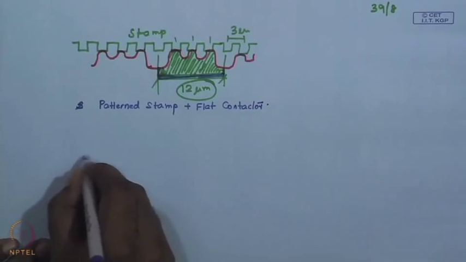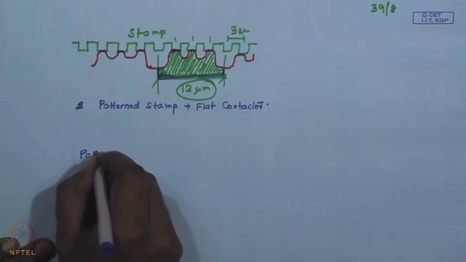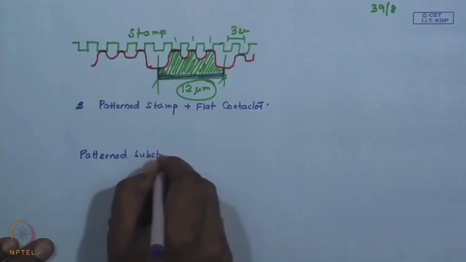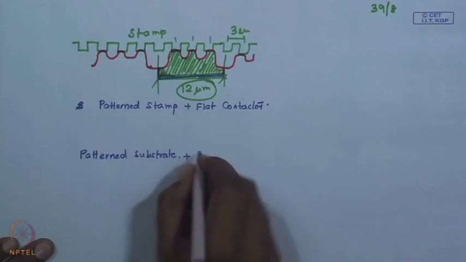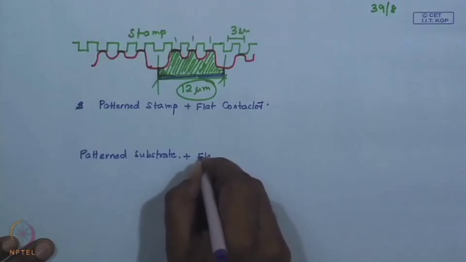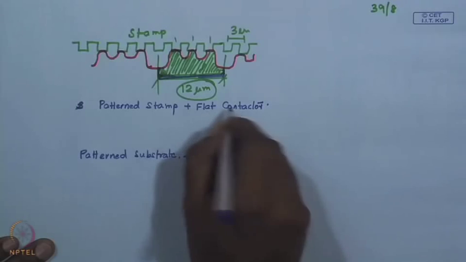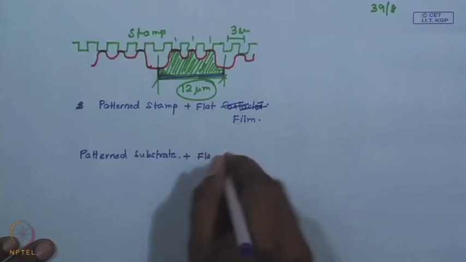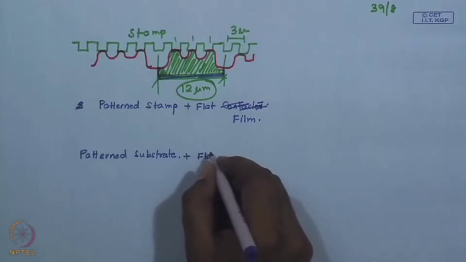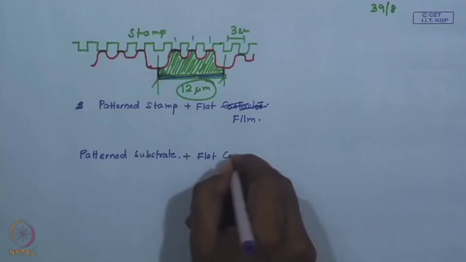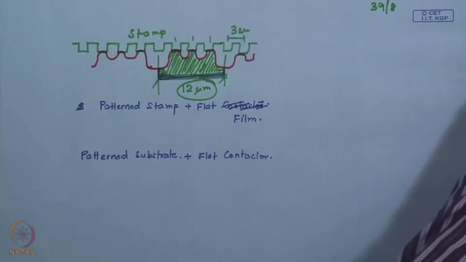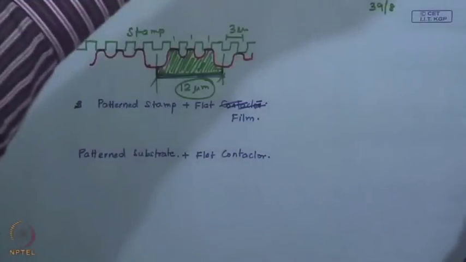The other combination was to use a patterned substrate and a patterned stamp and a flat film, which was the condition we talked about. The other alternative would be to use a patterned substrate and a flat contactor. So, in the previous lecture we talked about using a topographically patterned substrate for spin coating or something.